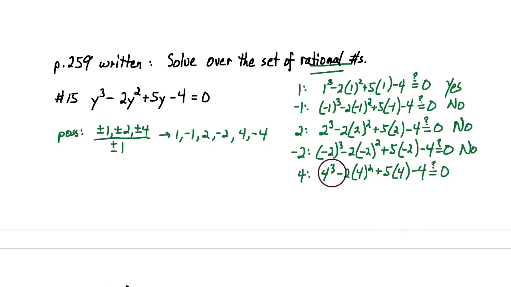4 to the third power is 64. 64 minus 32 is 32. 32 plus 20 is 52, and 52 minus 4 is 48. This is a no. Finally, let's try negative 4.